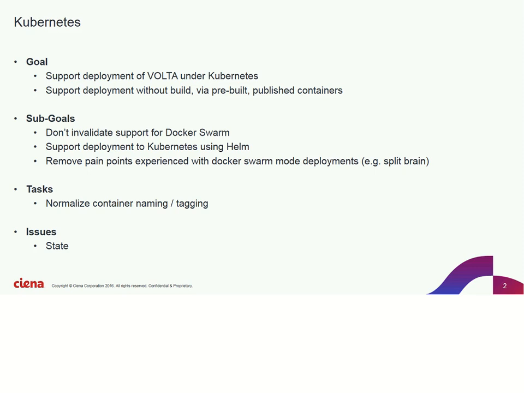And we're going to normalize container naming and tagging. And what's the state issue? The state issue is that there is state behind containers. We want stateless containers. But how do we maintain recoverable state in containers? How do we fail over when there is state? Where do we store state? Those issues have to be addressed when we move over to Kubernetes.